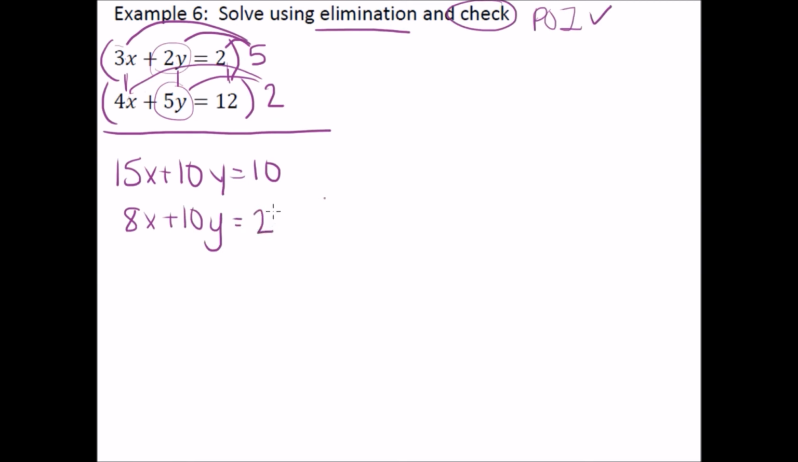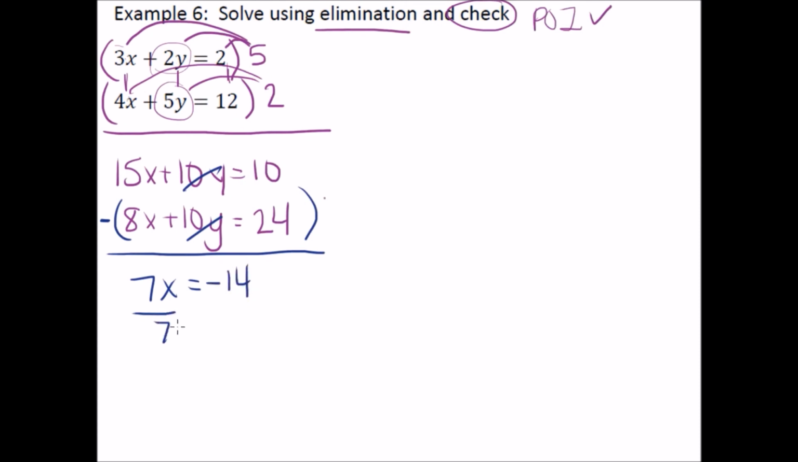equals 24. Okay, in this one, the y's are identical, so we're going to subtract the two equations, and those are going to cancel out. 15 minus 8 is 7, so we have 7x, and then 10 minus 24 is negative 14, and when we divide that out, we get x equals negative 2.